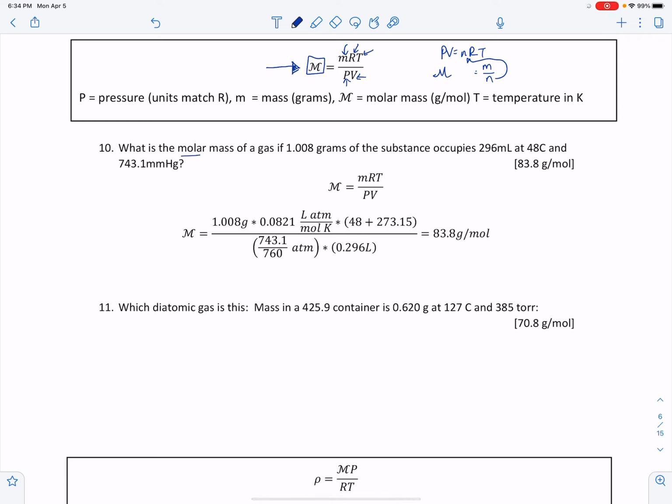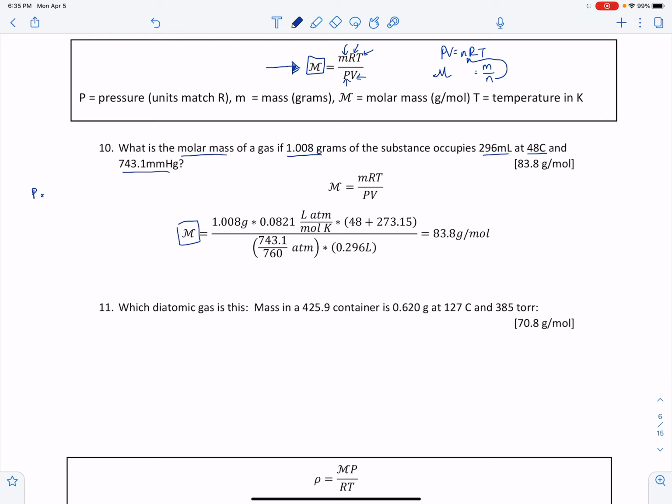So what is the molar mass? Again, we're solving for the big M. If 1.008 grams occupies that much at that temperature and that pressure. Now, because this is like the PV equals nRT equation, this equation is very particular about how you put units in. So we're going to make our little list off to the side.